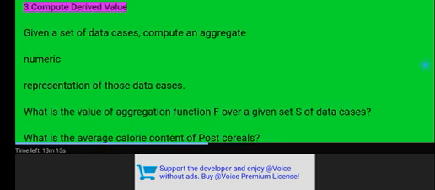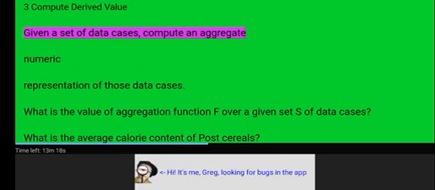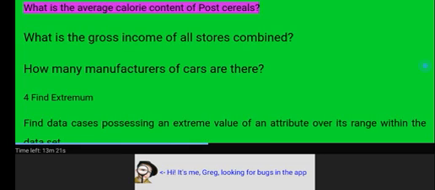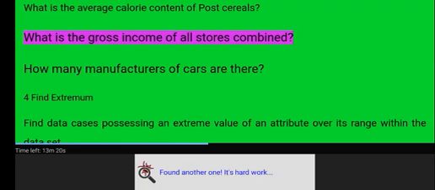3. Compute derived value. Given a set of data cases, compute an aggregate numeric representation of those data cases. What is the value of aggregation function f over a given set S of data cases? What is the average calorie content of Post cereals? What is the gross income of all stores combined? How many manufacturers of cars are there?